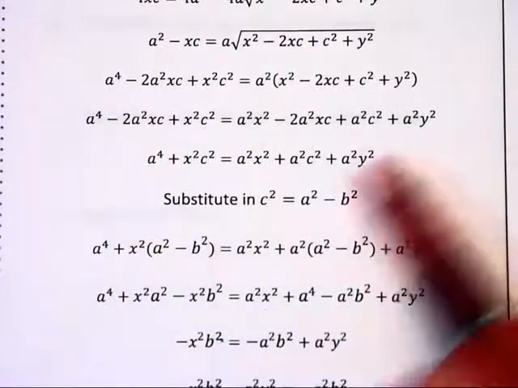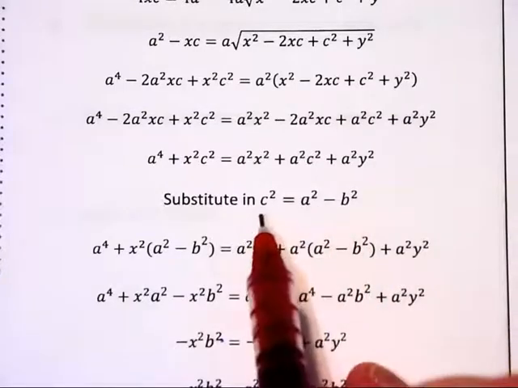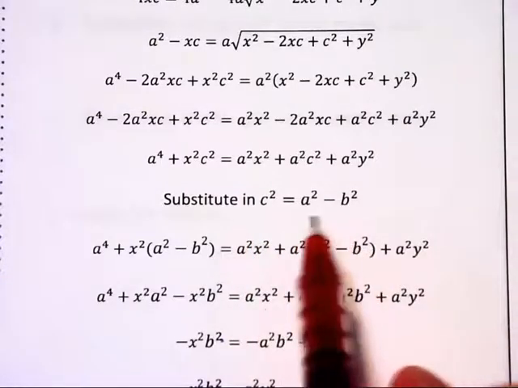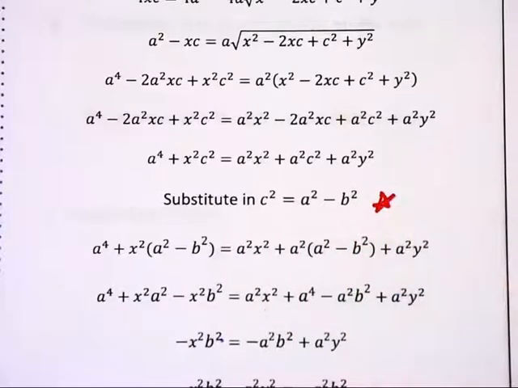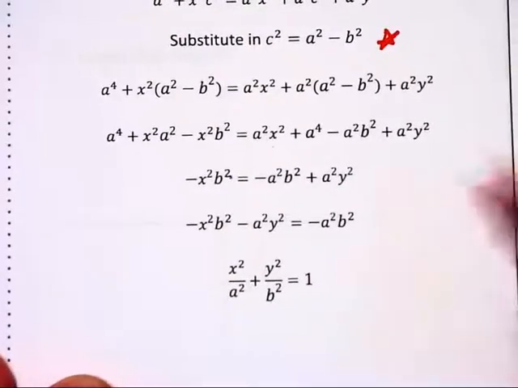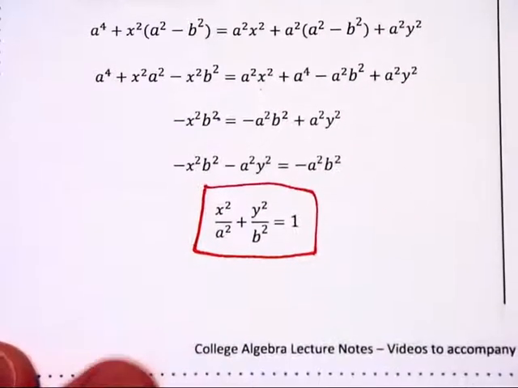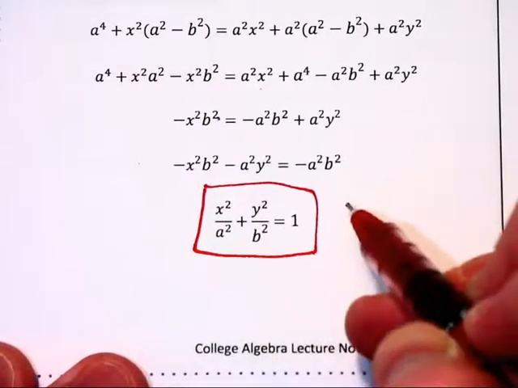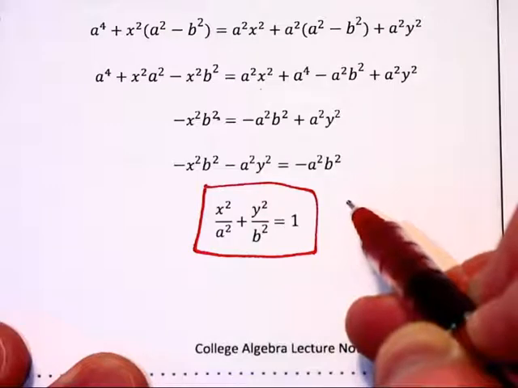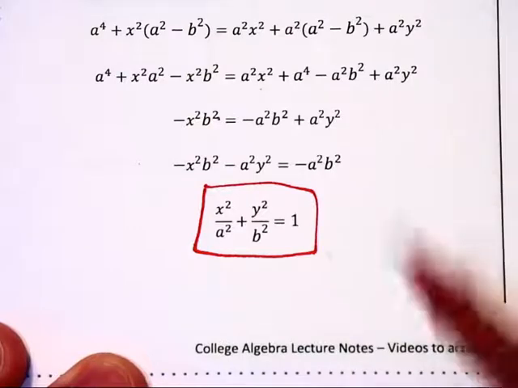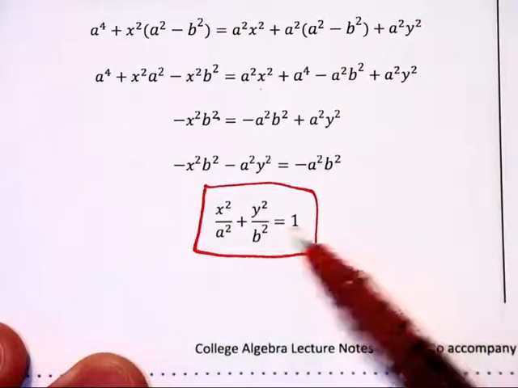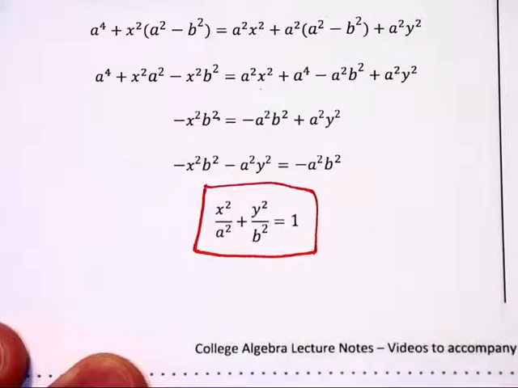At some point you get to a place where you've got too many variables involved, so you're going to change c squared into a squared minus b squared, which is what we learned over there on the previous page. And after we do all this simplification, we find out that x squared over a squared plus y squared over b squared is equal to 1. And that is the general equation of an ellipse centered at the origin. Very similar to your equation of a circle, x squared plus y squared equals r squared. But for the ellipse, you want the equals 1, and instead of an r squared, you want this a squared and b squared down in the denominator.